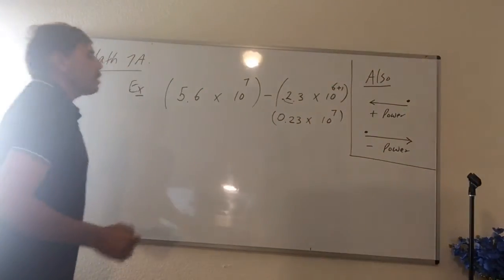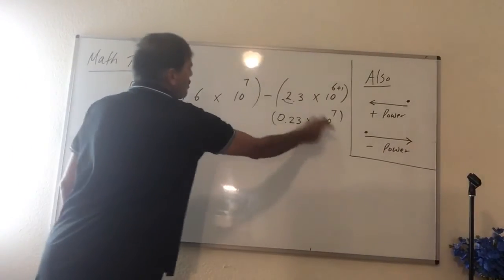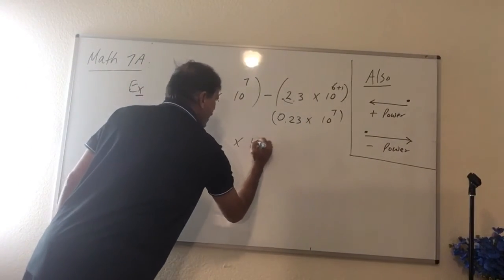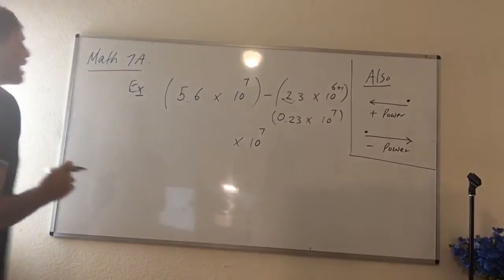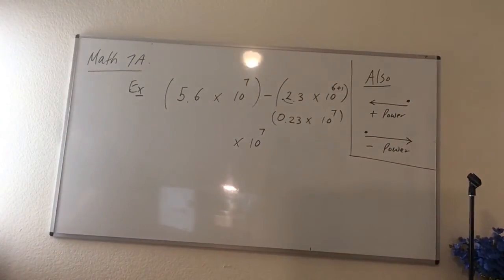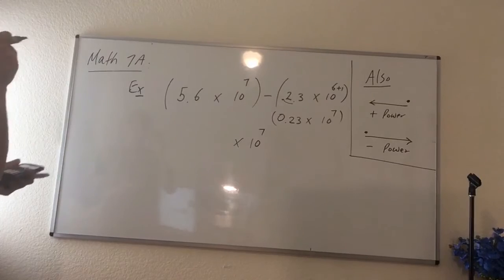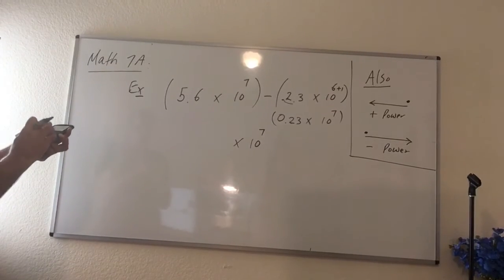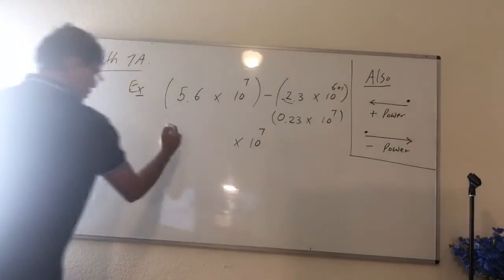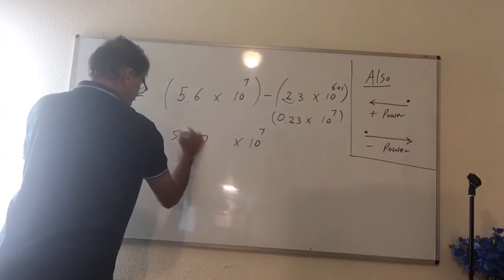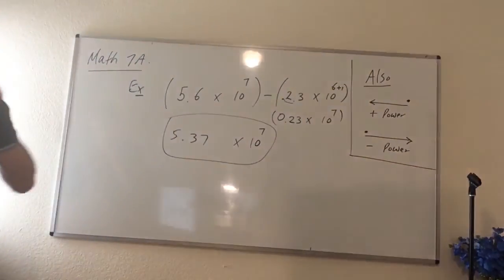That's it. So now, look, this is base 10 with the same power. When they have base 10 with the same power, keep as is. So now, instead of adding, we're going to subtract. So 5.6 minus 0.23. The answer is 5.37, and that's the answer.